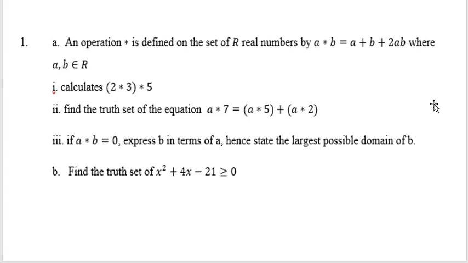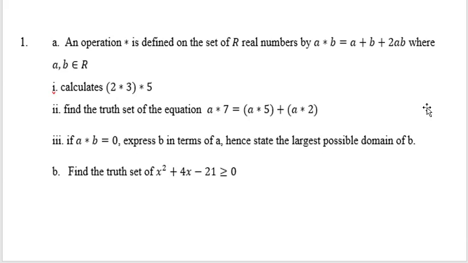(i) Calculate (2 star 3) star 5. (ii) Find the truth set of the equation A star 7 is equal to (A star 5) plus (A star 2). (iii) If A star B is equal to 0, express B in terms of A, hence state the largest possible domain of B. And then for part B, find the truth set of x squared plus 4x minus 21 is greater than or equal to 0. So today we will be focusing on this question.